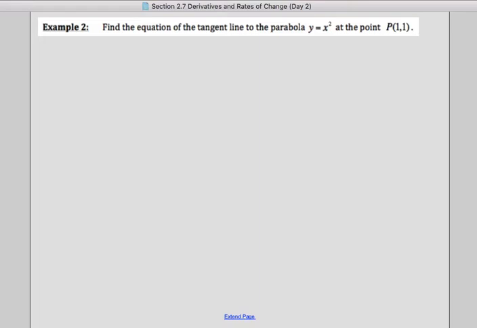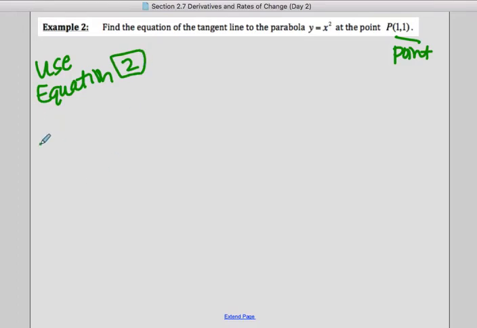Example 2, find the equation of a tangent line to the parabola at the point 1, 1. Okay, so they're actually giving us the point this time, which is super nice. So what we need is the slope, and the way we're going to find the slope is I want to go ahead and use equation 2 again. And I'm going to just write it out. So we are going to find f prime of my x value, which is 1. And so it's our limit as h approaches 0.